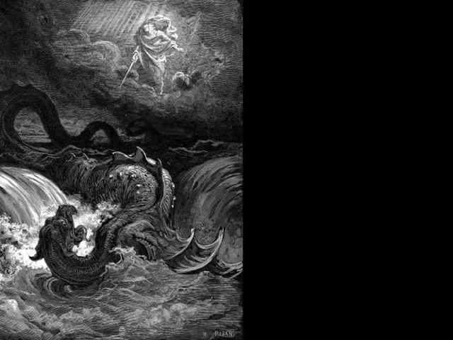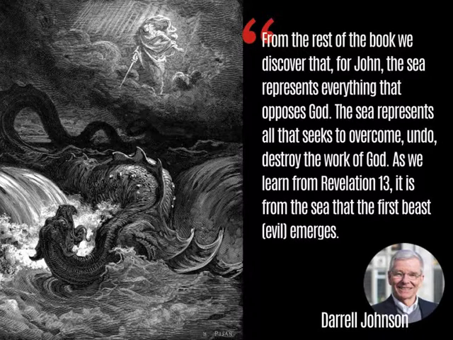And in the rest of the book of Revelation, the sea lines up with this ancient Near East understanding. Darrell Johnson, this pastor that we've been referencing a few different times throughout this teaching, writes the following. He says, from the rest of the book of Revelation, we discover that for John, the sea actually represents everything that opposes God. The sea represents all that seeks to overcome or to undo or to destroy the work of God. And as we learn from Revelation chapter 13, it's from the sea that the first beast which rises up to oppose God emerges. It's from the sea that the first depiction of evil comes, in other words. He says the sea represents all that seeks to overcome and undo and destroy the work of God.